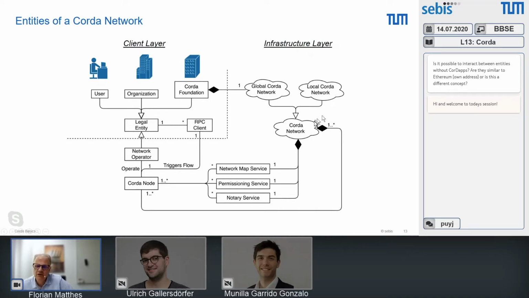Each network now has to have exactly one network map service, which knows which are the members of the network, the participants of this network. And it has exactly one permissioning service, and exactly one notary service. And one Corda node can interact with multiple network map services, multiple permissioning services, and multiple notary services. Maybe the minimum cardinality could be 1, we could check this, because they should be connected to one of them.